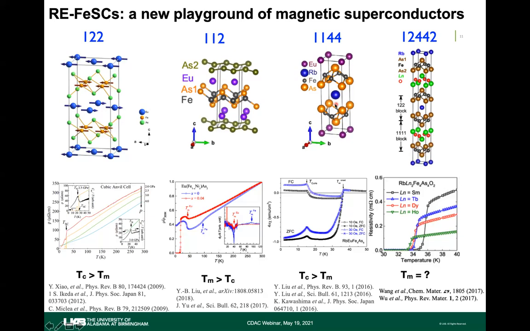So this type of system, including another one called 1144, with the europium, rubidium, or cesium, and the iron arsenic layer. And a more recent group is the 12442, which has more complicated structures. And all these different types of iron pnictide families show this magnetism coexisting with the superconductivity.